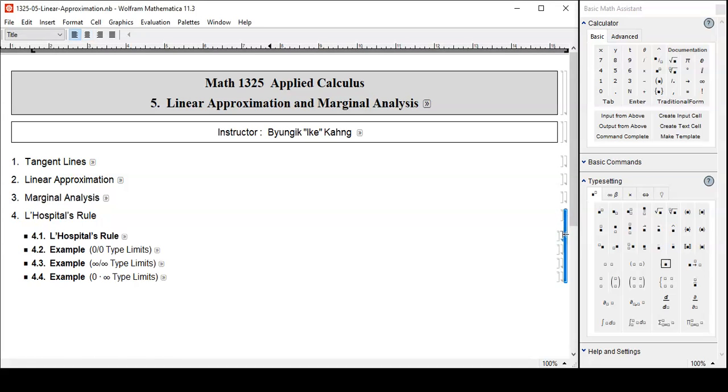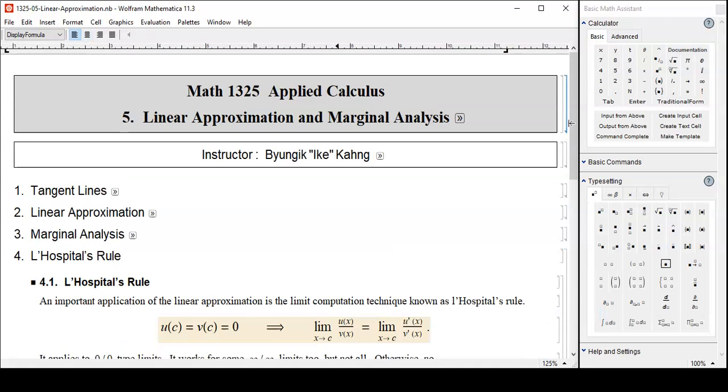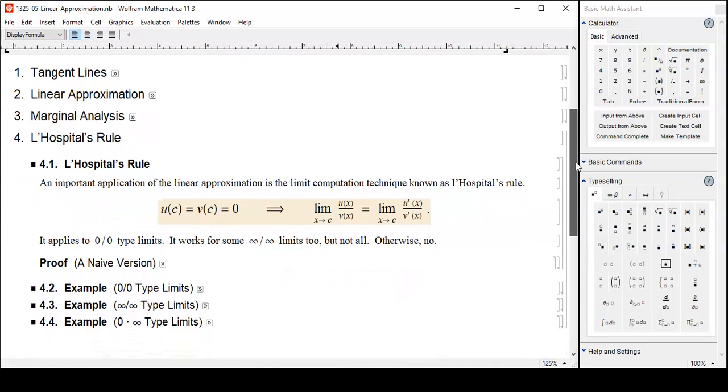L'Hopital's rule is a limit computation technique, and the statement is here. Let me expand the font. The standard case is for 0 over 0 type limit, as we have here. In that case, we can calculate the limit of that fraction, 0 over 0 type limit, by taking the derivative. It works for infinity over infinity type limits too.